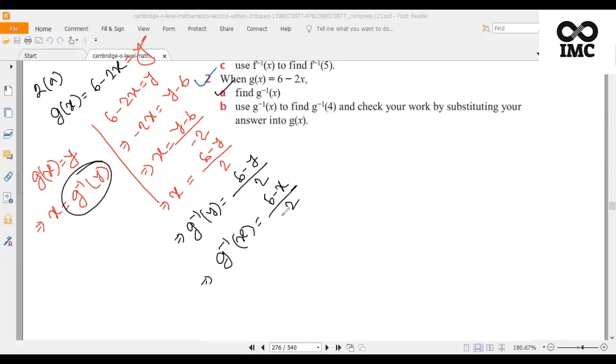Okay. So this is g inverse x. Now, question number B. Question number B says we need to find out g inverse 4. So here, if we put the value of x as 4, then the inverse function will be (6 minus 4) by 2. What is 6 minus 4? 6 minus 4 will be 2. So 2 by 2 will be 1.